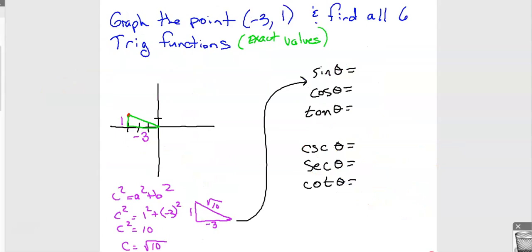So let's look at a problem and actually apply it. If we graph the point -3, 1 and find all 6 trig functions. Here's a piece of graph paper, and I graph the point -3, 1. And if you draw a triangle, your reference triangle, your reference angle, which makes the triangle.